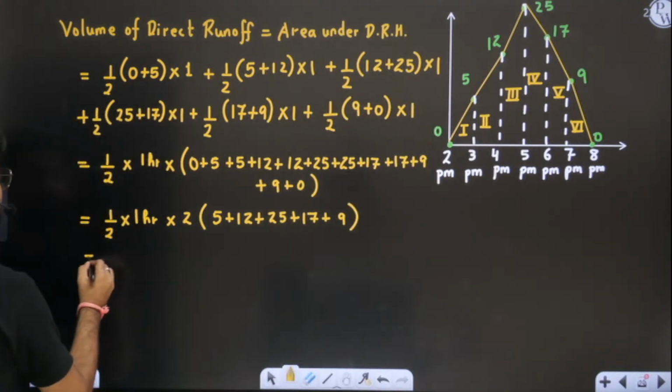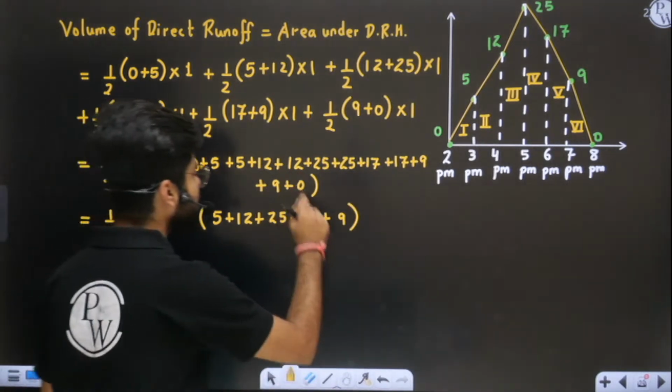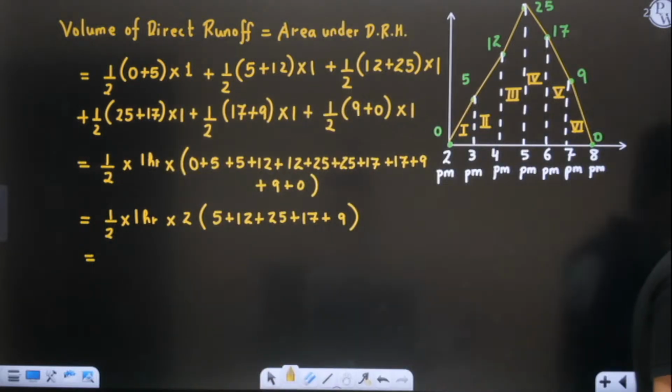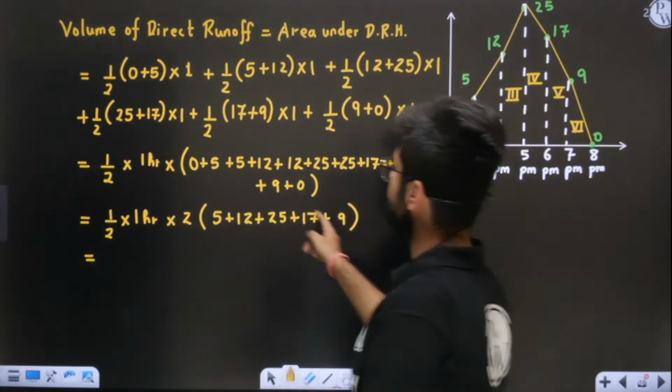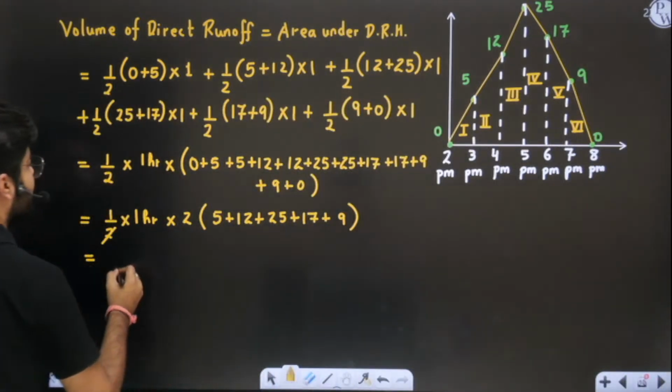Yes or no? Solve this. How much are we getting? If we sum this up, we get half into 2 times the sum, and the sum is coming out to be 68. So this 2 and the half will get cancelled.